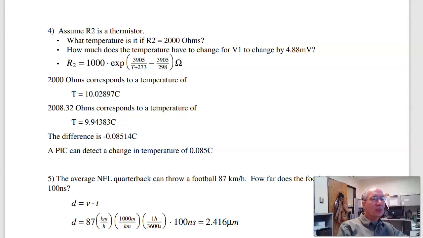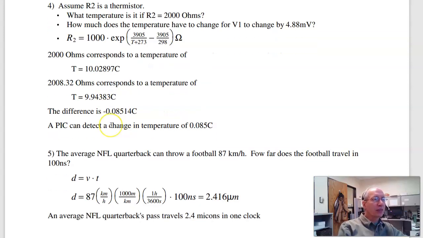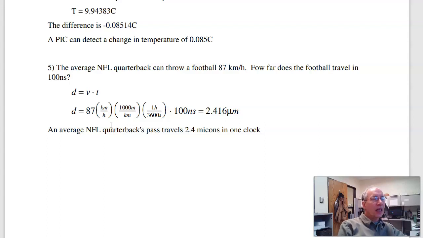The PIC can also measure time to 1 clock, which is 100 nanoseconds. So to give an idea of how small 100 nanoseconds is, we've got problems 5 through 9. An average NFL quarterback can throw a football 87 kilometers an hour. In 100 nanoseconds, that football travels 2.4 microns. To give an idea how small that is, a human hair is about 180 microns. A bacteria is about 1 micron. So you can almost see the football traveling bacteria by bacteria. That's really, really small.